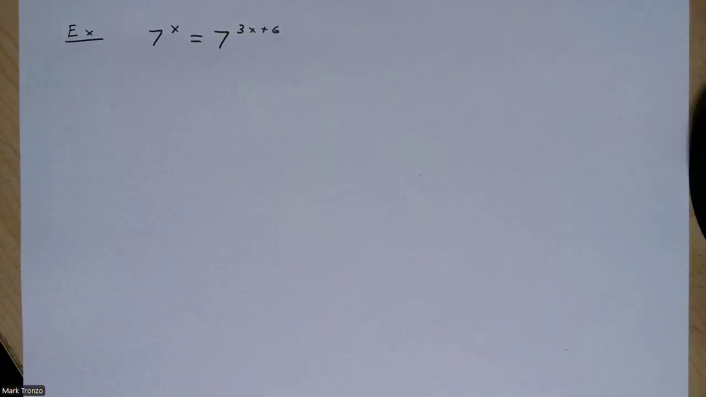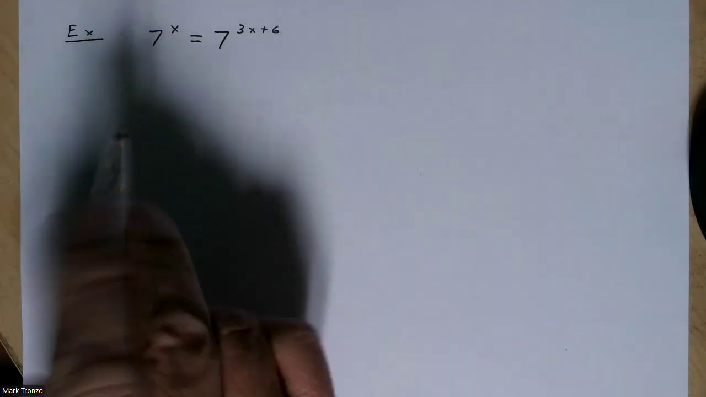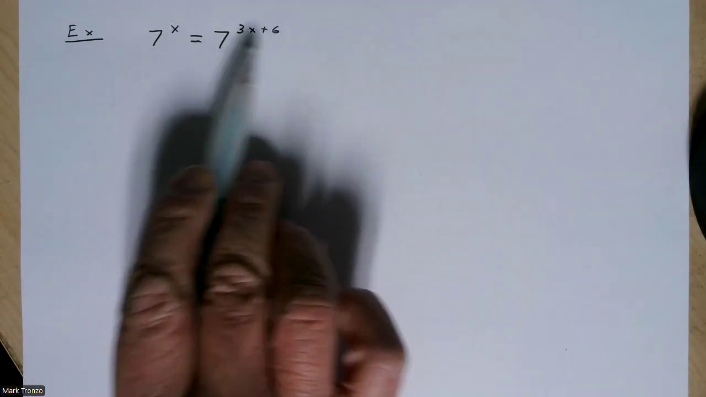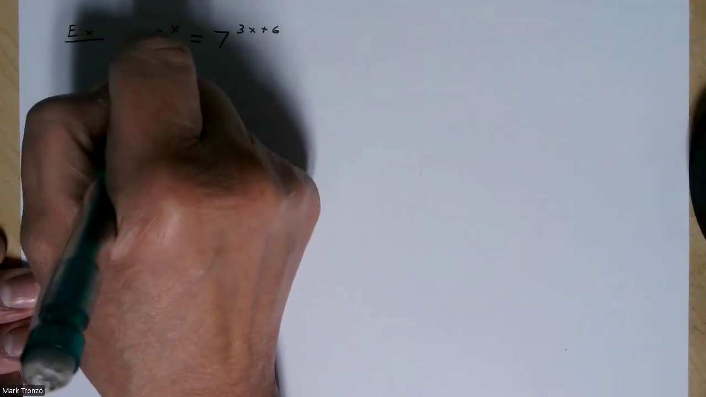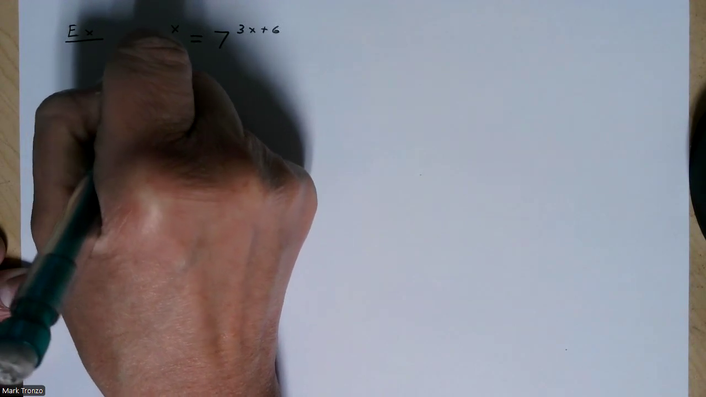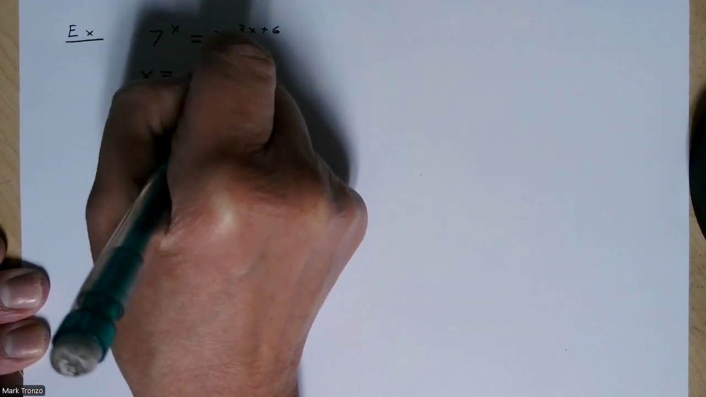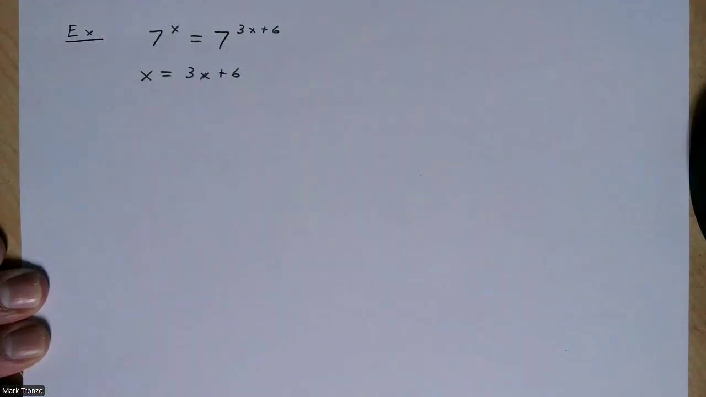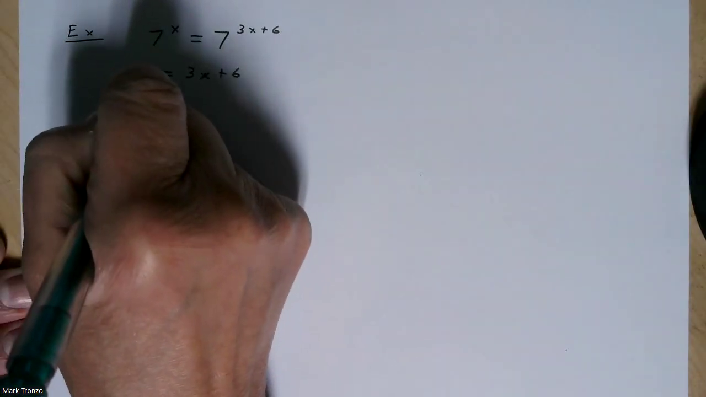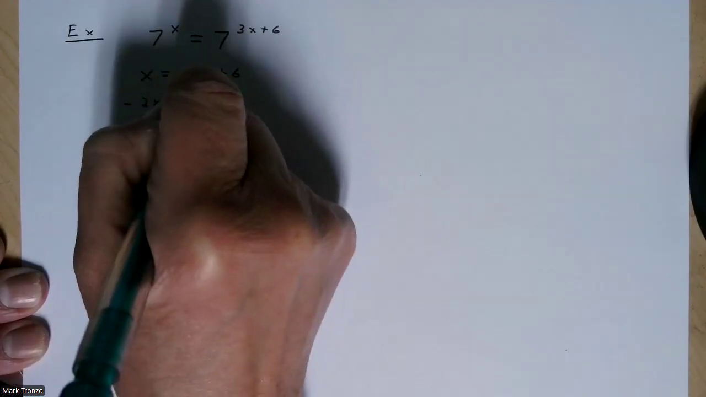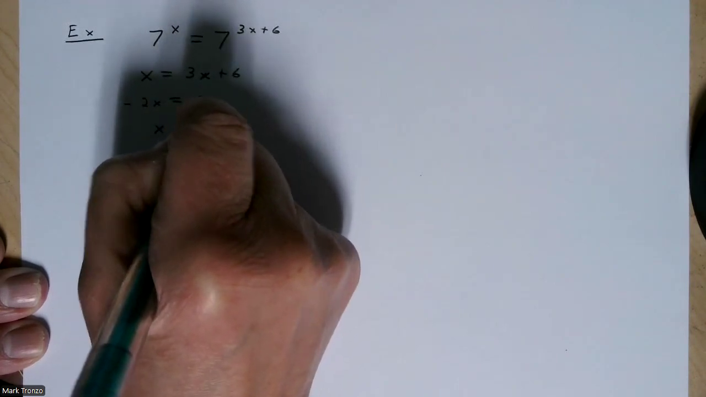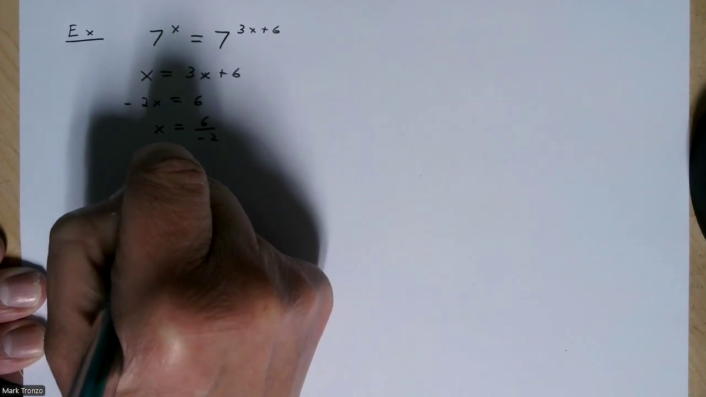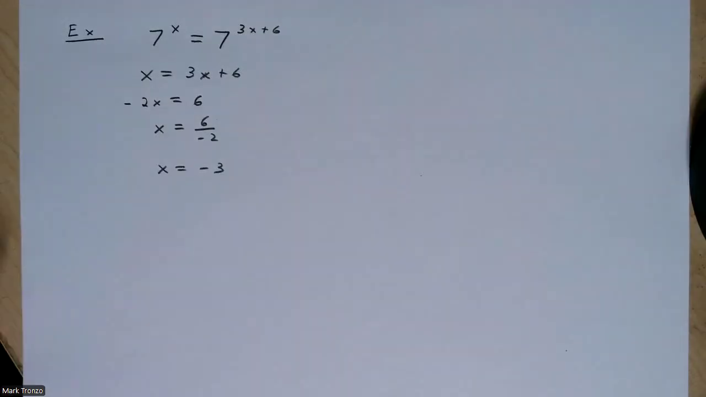So suppose we have a problem like this, where the bases are the same and the unknowns are in the exponent. So how do we solve this? Now, again, the bases are the same here, so we can just set the exponents equal. So we could just say x equals 3x plus 6, like that. Then bring the 3x's to the left, divide by -2, and then x is equal to -3 like this.